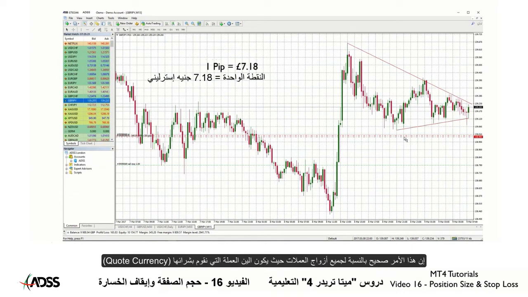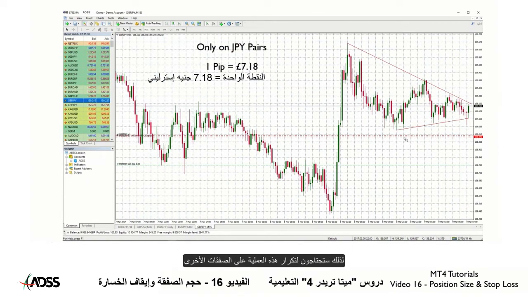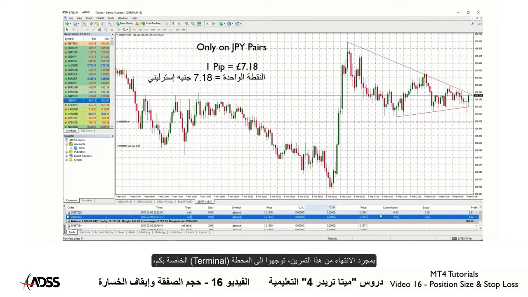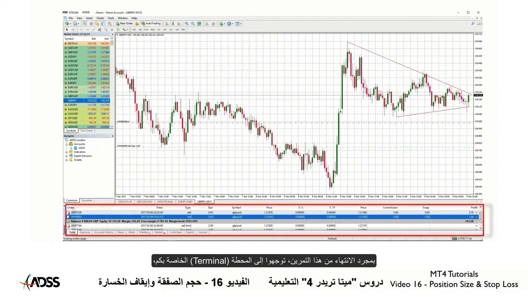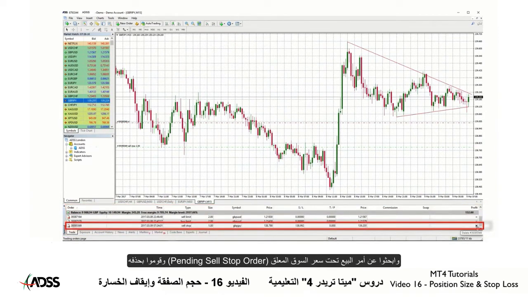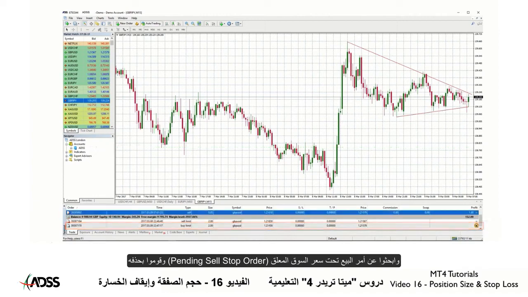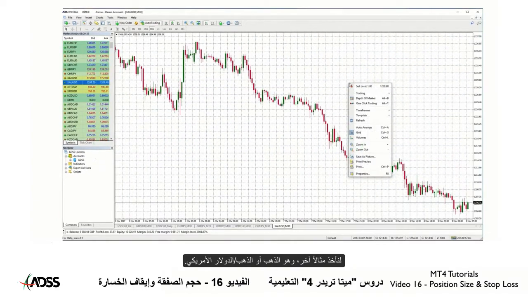This figure will be true on all pairs where the yen is the quote currency, so you will need to repeat the process for other quote currencies. Once you are finished with this exercise, just go to your terminal, find the pending sell stop order and delete it. Let's look at another, gold or XAU-USD.